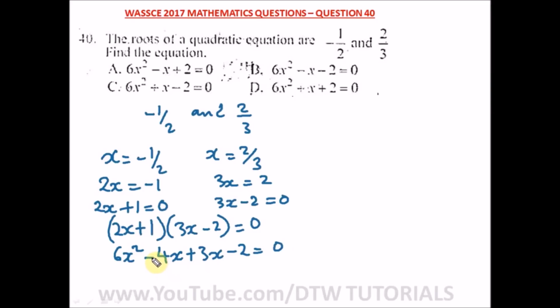So what is minus 4x plus 3x? That gives us minus x. So we have 6x squared minus x, then drop our minus 2 here, equal to 0. So our answer is 6x squared minus x minus 2 equal to 0. And what would be our right option here? Our right option is option B.